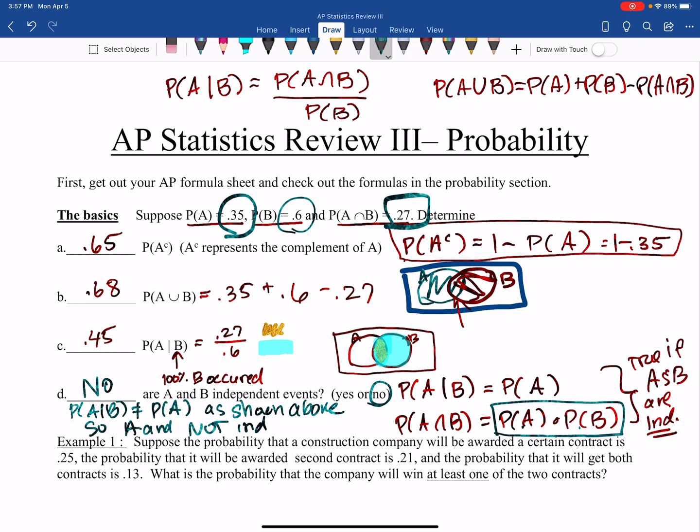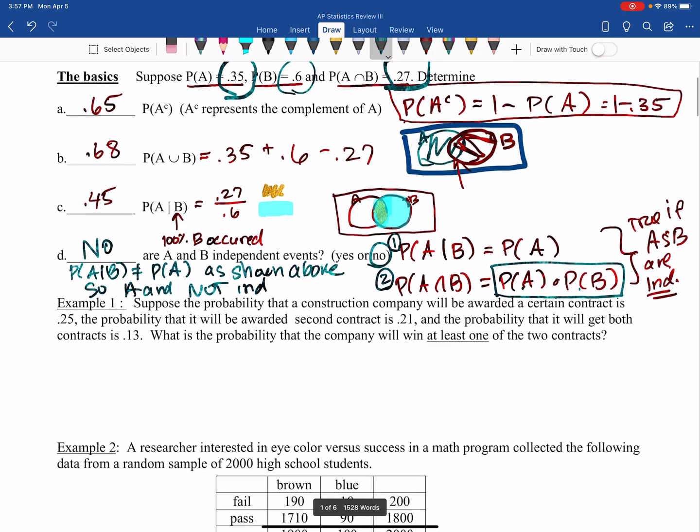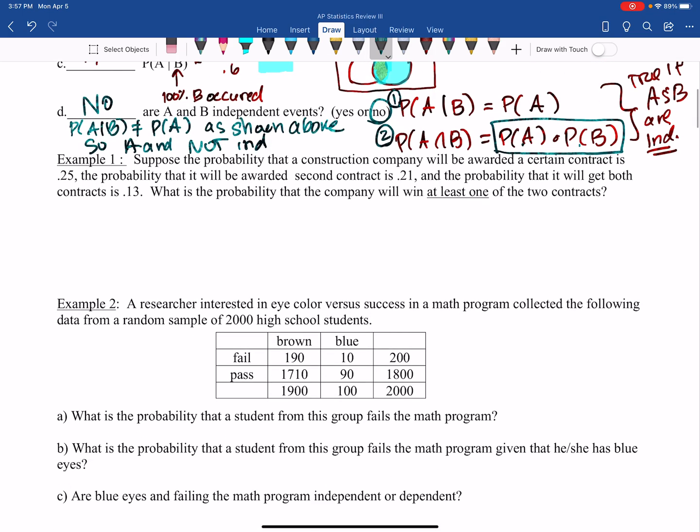Sometimes you're given information to show the first way. Sometimes you have information to show the second way. So that's why I make sure that you know both ways. Sometimes you're given information to show both of them, but you have to make sure that you show the correct one. Okay, example number 1.